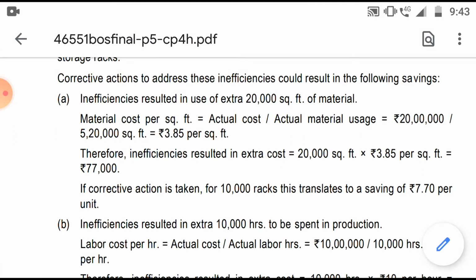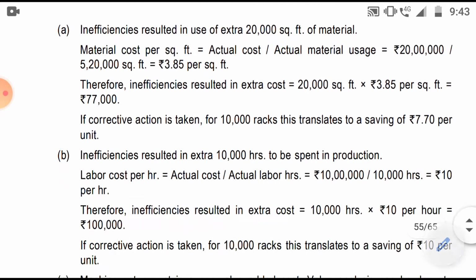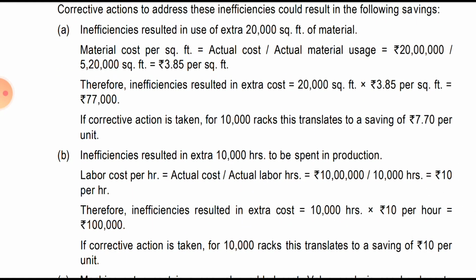It is 3.85 after dividing, and after multiplying with 20,000 it is 77,000. So the corrective action taken is for 77,000 cost that has been incurred more because of the 20,000 more usage. So corrective action for 10,000 tracks translates to a saving of 7.7, that is 77,000 divided by 10,000, so it will lead to a reduction in the cost by 7.7 per unit.